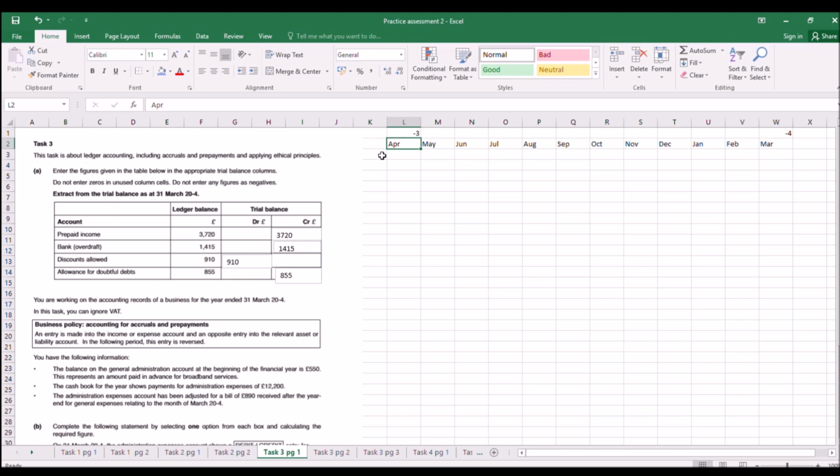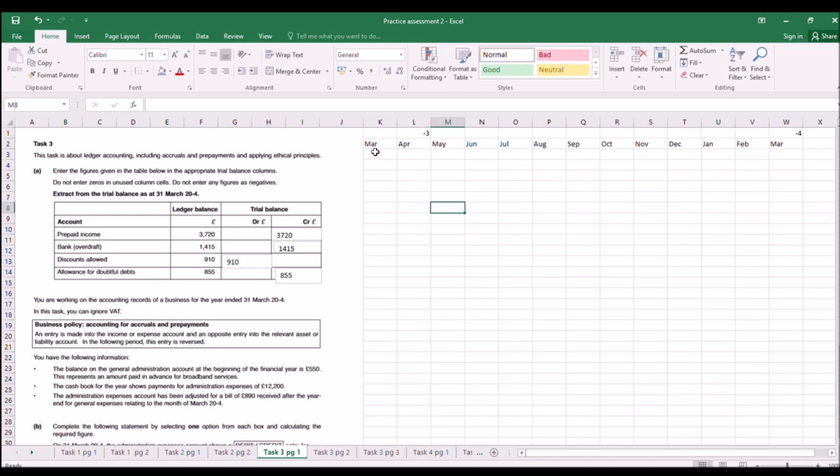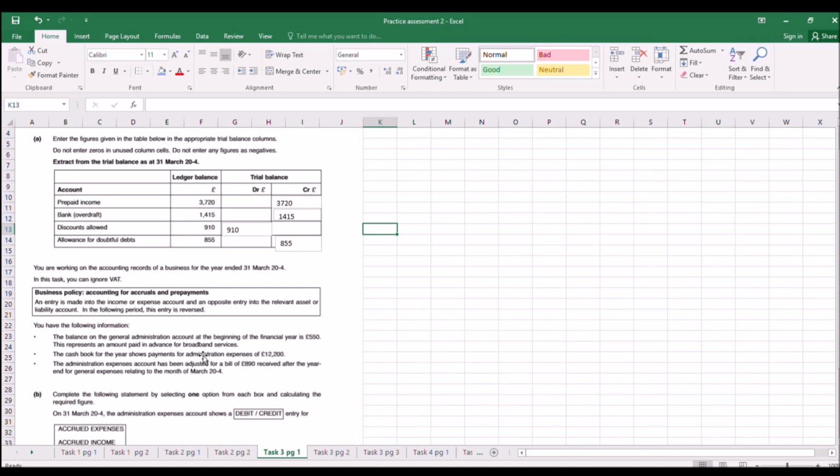So at the end of March, 20X3 or whatever it was, some accruals and prepayments are made at the end of this point here. The following day, they're reversed out. We'll have some kind of question showing what the balance is probably of a particular ledger when we reverse it out. So we have the following information.